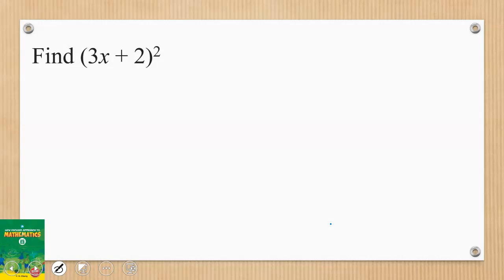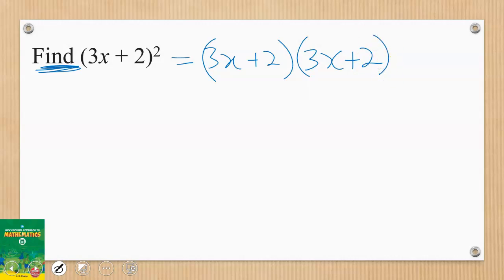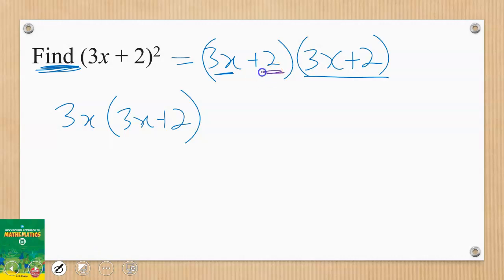We are to evaluate, or rather expand this, not find, expand this. So let's expand this one. Okay, this is the same as 3x plus 2 times 3x plus 2 again, because 3x plus 2, which is the binomial, is multiplying itself. So once again, we pick the first one to multiply everything. So 3x multiplying 3x plus 2. Then again, we pick this 2, which is plus, to multiply everything here, which is 3x plus 2.